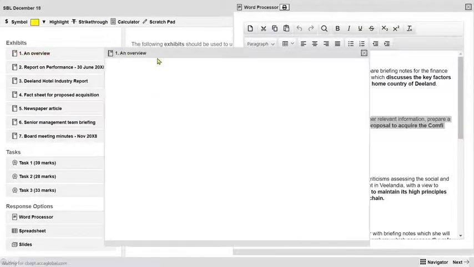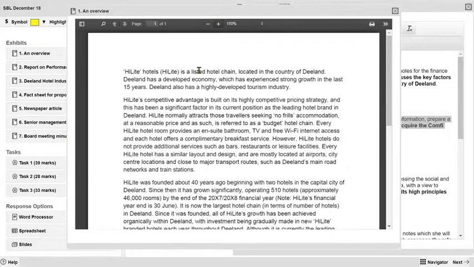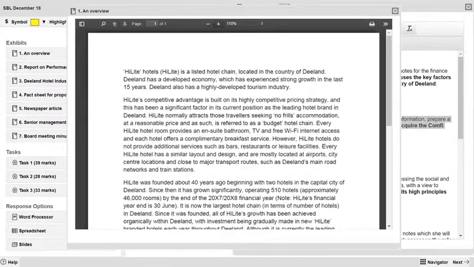Let's read the overview now so that you know what we are talking about, what this case is about. So I'll read the first paragraph. I will do some selective reading because obviously not everything is relevant. Highlight Hotels is a listed hotel chain located in the country of D-Land. Just digest this. It's a listed company and it's in a country called D-Land. D-Land has a developed economy which has experienced strong growth in the last 15 years. D-Land also has a highly developed tourism industry.